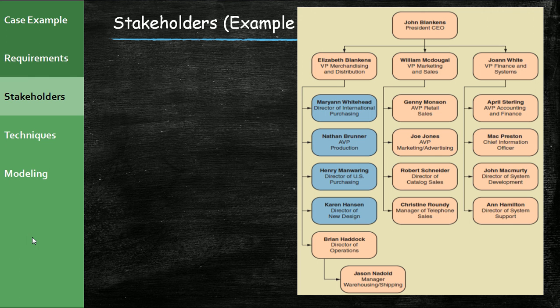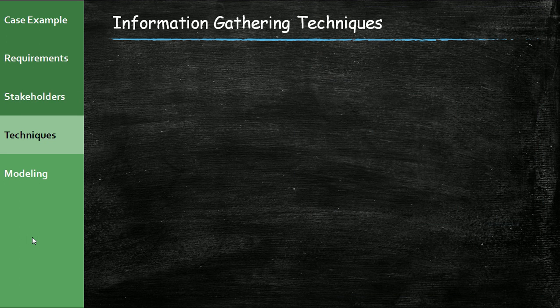One example our book talks about for identifying stakeholders is you could look at the organizational chart. It might show you how everyone relates to each other and what their jobs and their roles are, and who answers to whom can give you a lot of insight as to who your important stakeholders are in a project. In this example, we've identified that the Director of Internal Purchasing, AVB Production, Director of U.S. Purchasing, and the Director of New Design are our primary stakeholders in this project, just as an example.